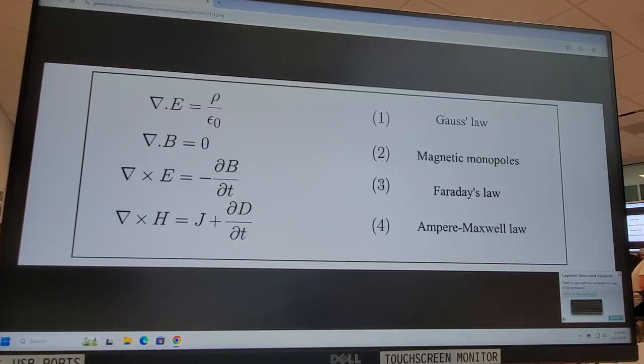The divergence of the magnetic field is 0. If a charge enters a magnetic field, it is going to go in a circle. Magnetic fields are all about rotations. Curl of the electric field is equal to the negative rate of change of the magnetic field. This one basically says a changing magnetic field causes an electric current.